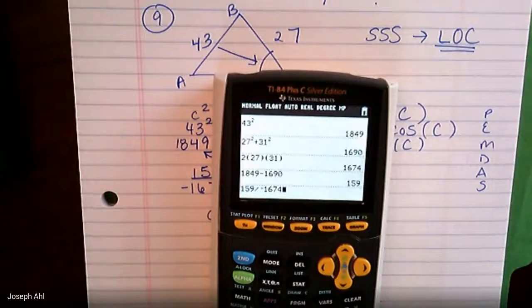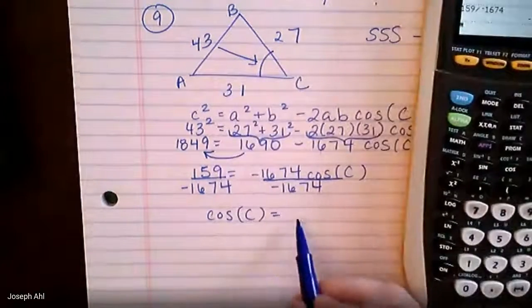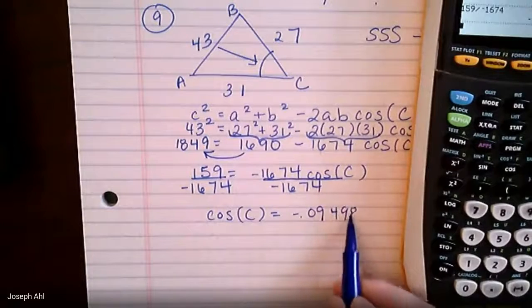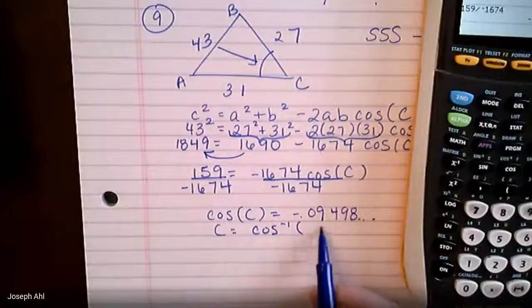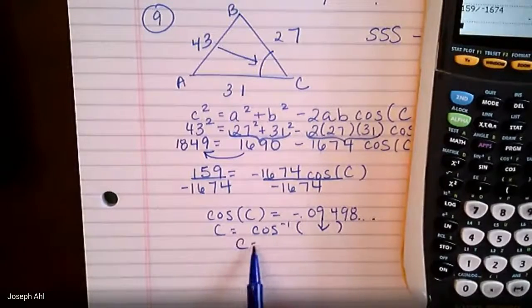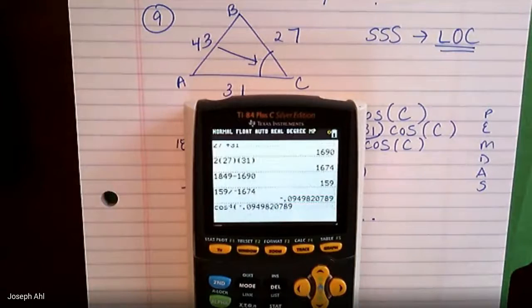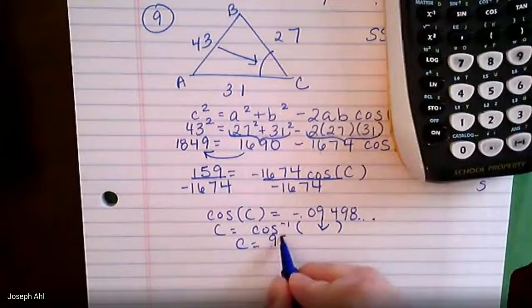So if I'm doing this correctly, that looks good. Negative 0.09498 dot dot dot. The last step is we're going to do cos inverse of this answer. And if I do cos inverse of that, finally we're going to get 95 degrees as the final answer.